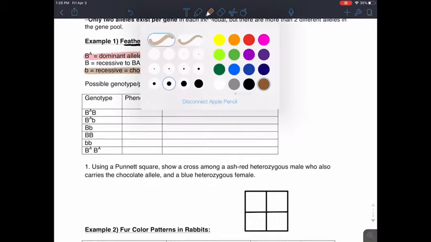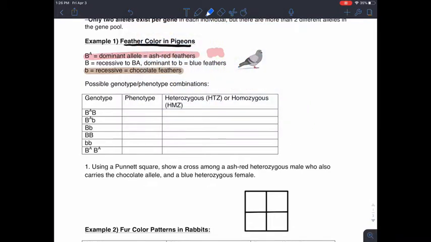And the third allele is a kind of a mix. It is recessive to the ash red feathers, or BA, but it is dominant to the chocolate feathers, which is b, and it is the blue feathers, so this color. So let's now go on to fill out the possible genotype-phenotype combinations.